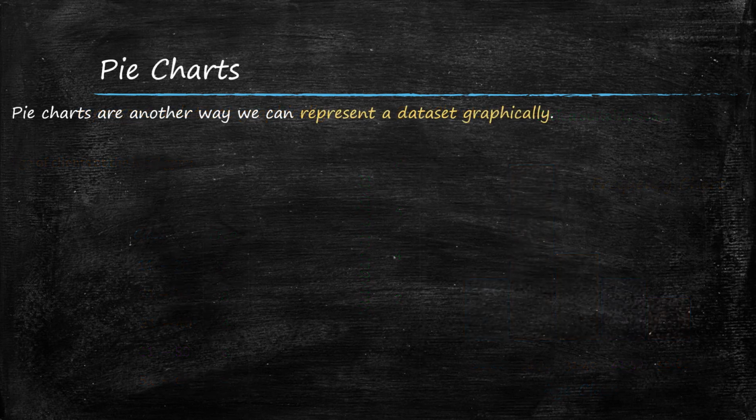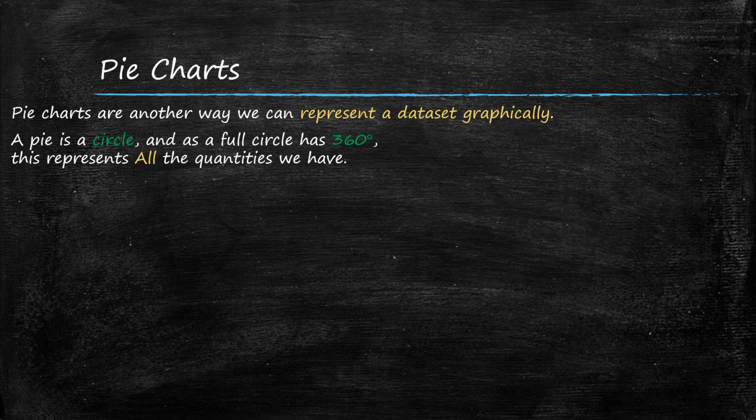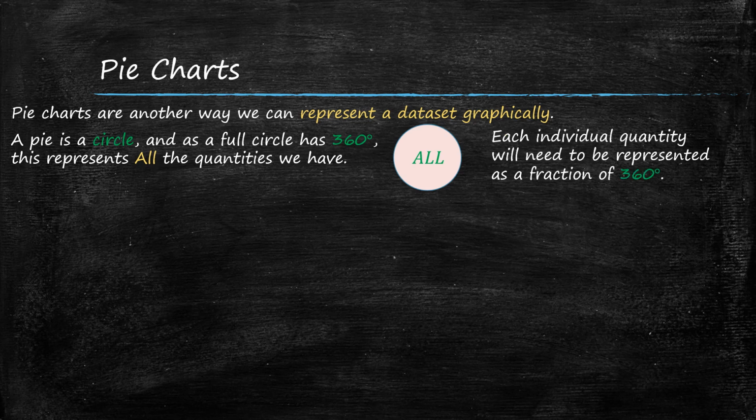Okay, the last presentation mechanism we're going to look at is pie charts, something that you're probably familiar with as well. Pie charts are another way we can represent a dataset graphically. A pie is a circle, and as a full circle has 360 degrees, this full circle will represent all the quantities within the pie chart. Each individual quantity will need to be represented as a fraction of 360 degrees. So each individual quantity will get its own slice of the pie, and that slice of the pie will be a fraction of 360 degrees.